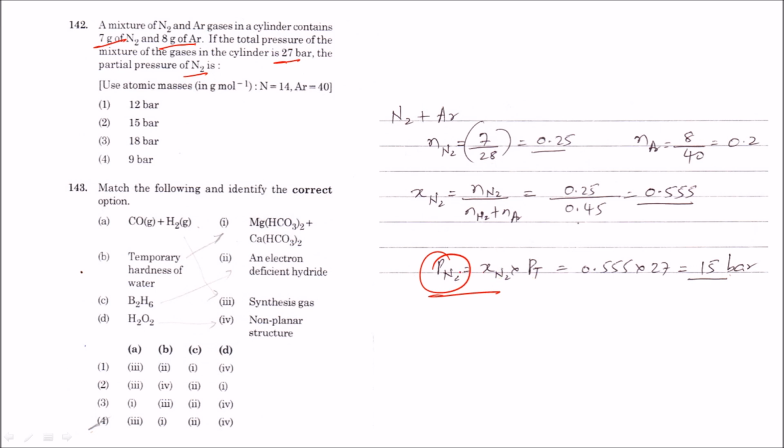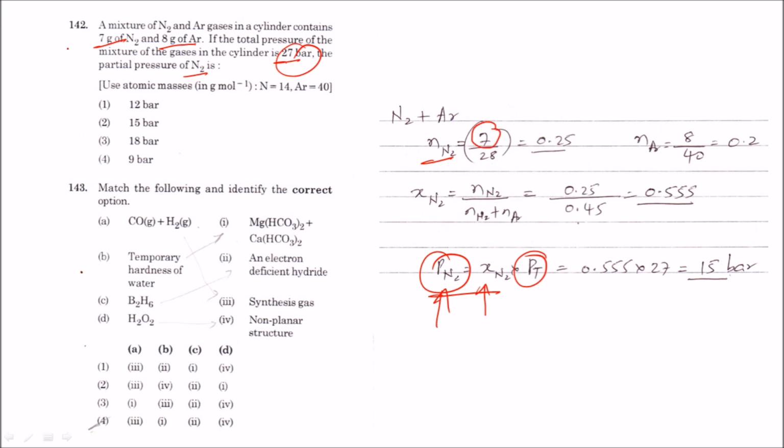Okay, so to get partial pressure, we first need to find the mole fraction of N2, as the total pressure is already given. That's 27 bar, right? Now to get the mole fraction of N2, we must have the number of moles of N2 and the number of moles of argon, Ar.